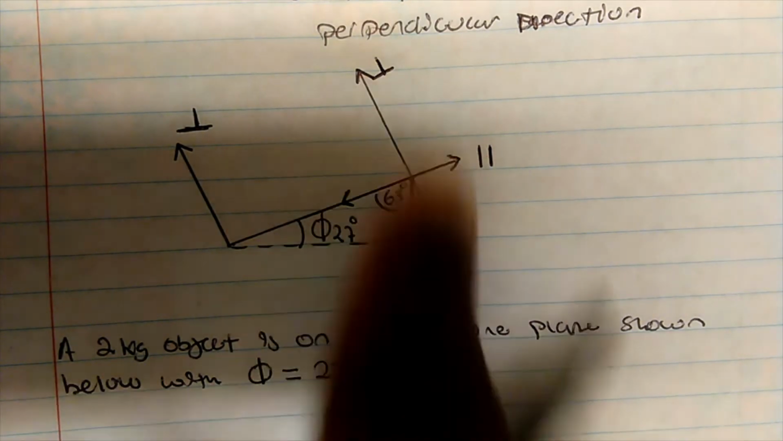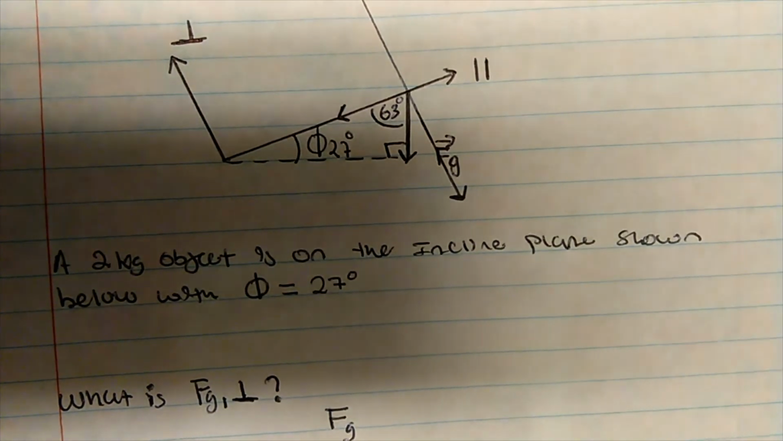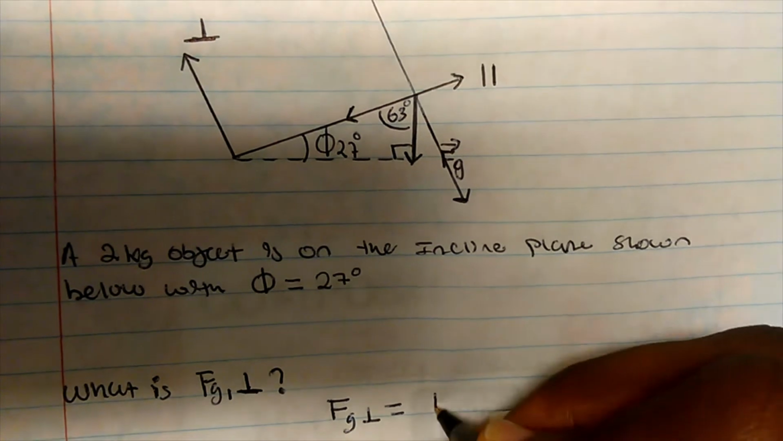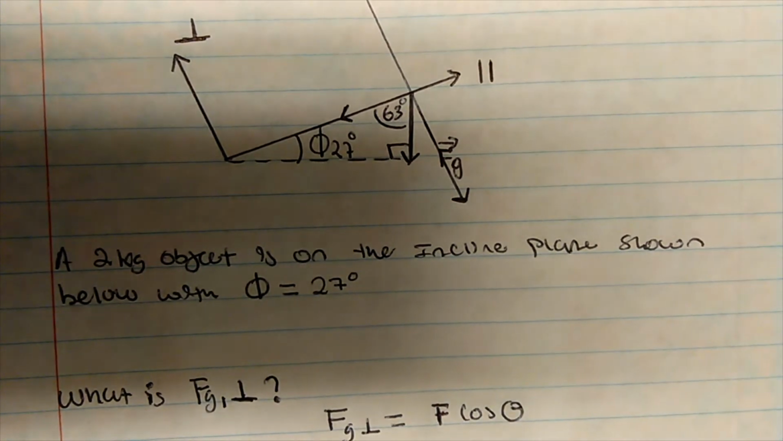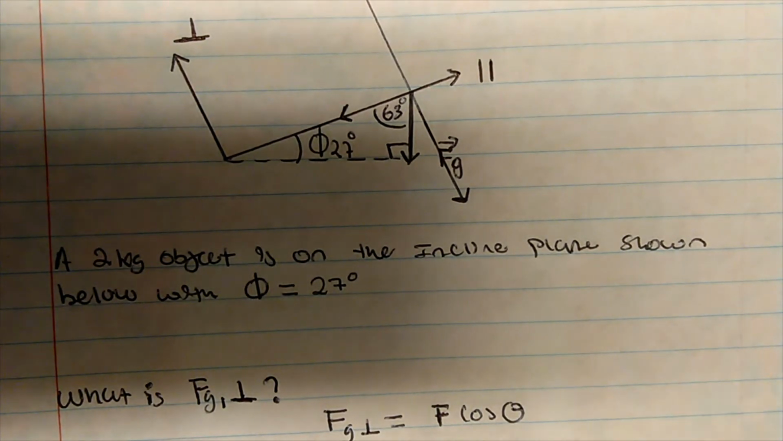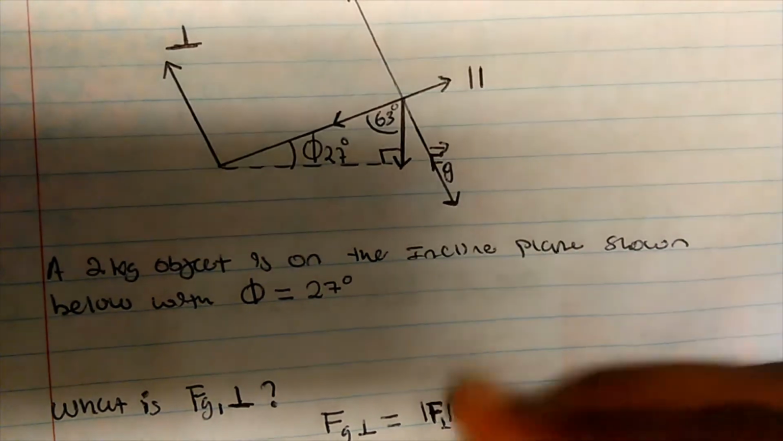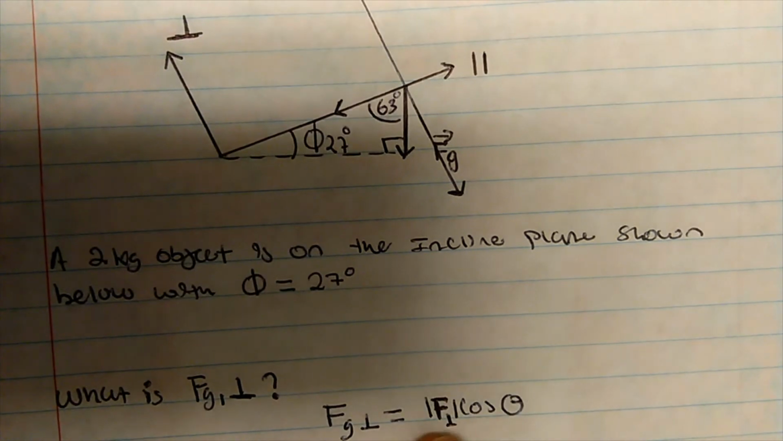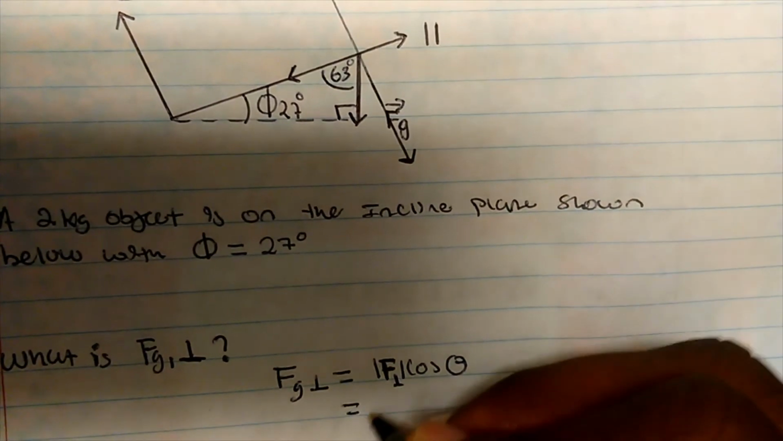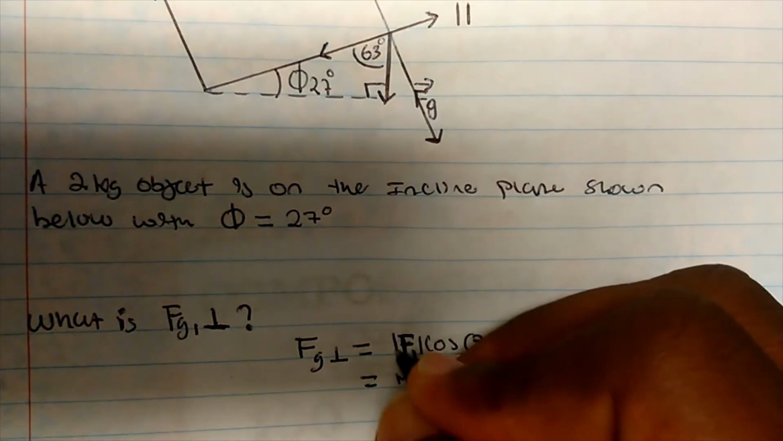So we know the force in the parallel direction. Well, let's do perpendicular first. So FG perpendicular is just equal to the force times cosine of the angle. It's magnitude times its unit vector. That's all we care about. In this case, we're dealing with a gravitational force, and we know the magnitude of gravitational force, so we can simplify this. This would be mg cosine of theta.